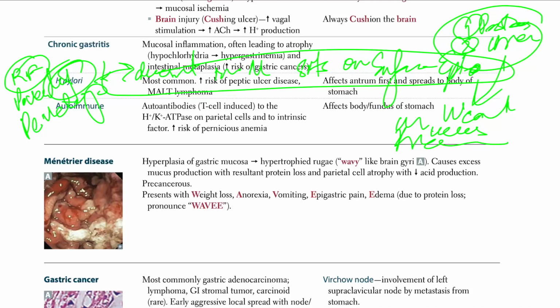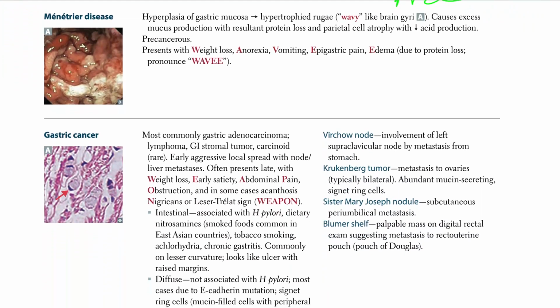What do we have? Now we have here Menetrier disease, hyperplasia of the gastric mucosa, leading to hypertrophic rugae, wavy like a brain. Look at this. It just looks like your brain, right? Like the brain gyri.